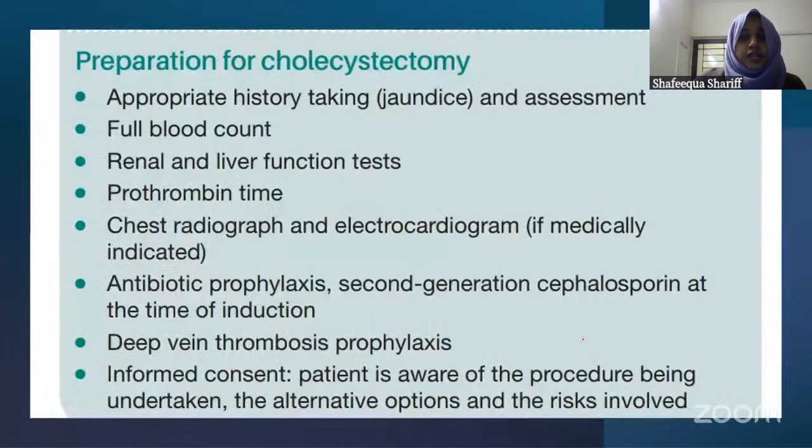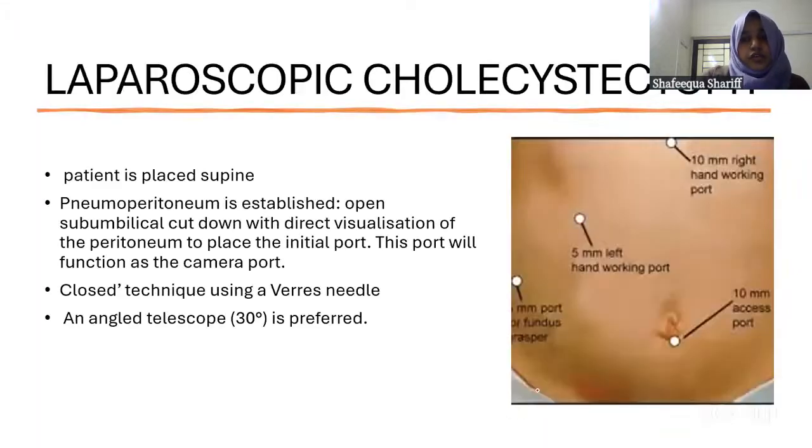Before cholecystectomy, you have to prepare the patient. You take an appropriate history. You do a full blood count. You do renal and liver function tests and a prothrombin time. You do a chest radiograph and electrocardiogram. You give antibiotic prophylaxis, that is a second generation cephalosporin. You give DVT prophylaxis. You take informed consent from the patient, so that the patient is aware of the procedure being undertaken and the options and risks involved. Cholecystectomy is laparoscopic or open.